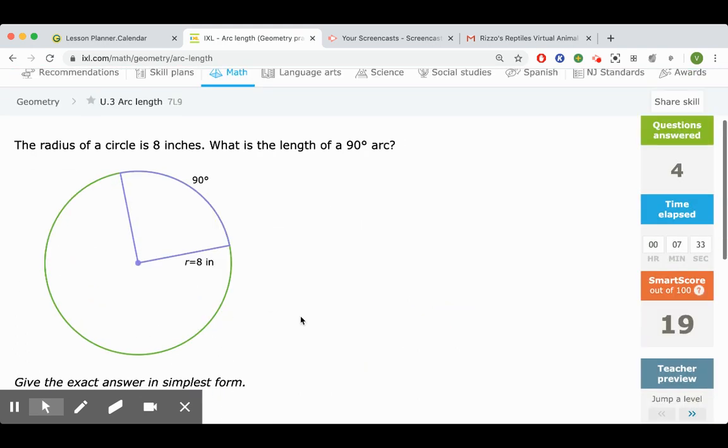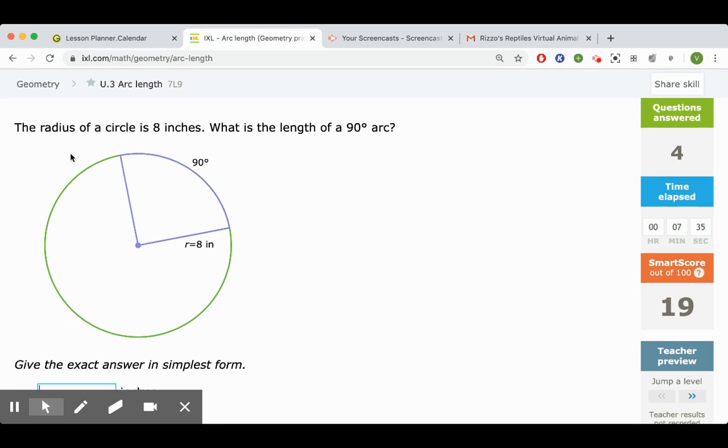So we'll try the next one. The radius of a circle is 8 inches. What is the length of a 90-degree arc? So I'm going to find the circumference, okay? So the radius is 8. Twice that gives you the diameter, so it's 16. And the diameter is 16, so the circumference is 16 pi. Okay, I'm going to put that here.